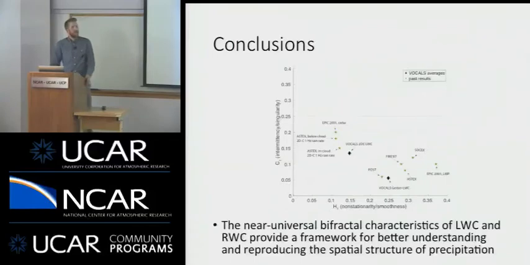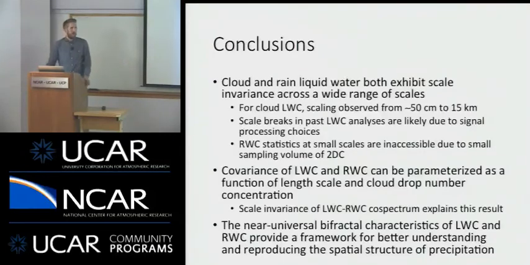And finally, the near universal bifractal characteristics of cloud and rain liquid water, I think, can give us a framework for understanding and reproducing the spatial structure of precipitation, which, like I said, is a really powerful concept because it might get us around actually having to get microphysics physically relevant on a GCM scale. So with that, I will take any questions. Thank you.